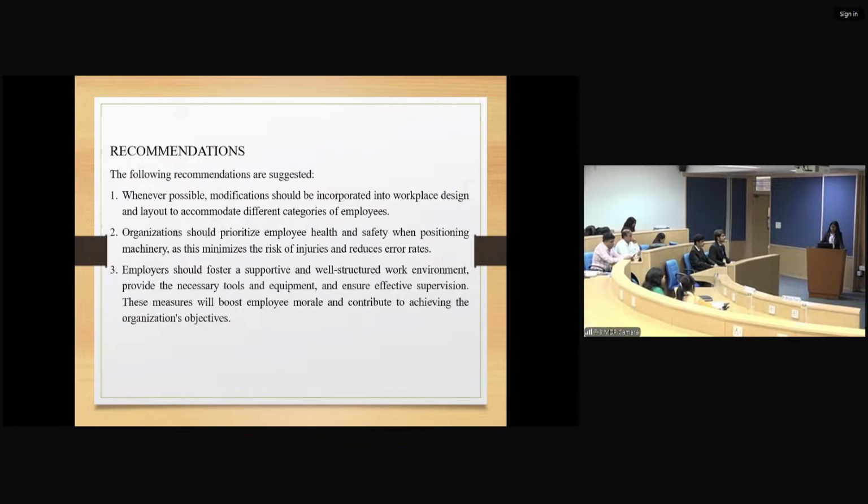These are the recommendations. Whenever possible, modifications should be incorporated into workplace design and layout to accommodate different categories of employees. Organizations should prioritize employee health and safety when positioning machinery, as this minimizes the risk of injuries and reduces error rates. Employers should foster a supportive and well-structured working environment which provides necessary tools and equipment and ensures effective supervision.